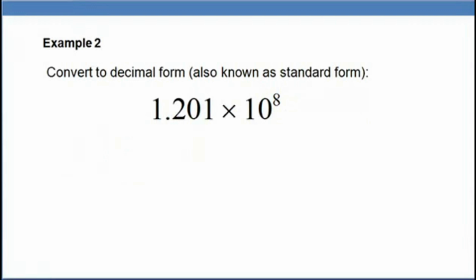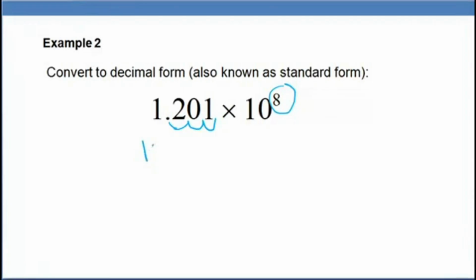Convert to decimal form, which is also known as standard form. 1.201 times 10 to the 8. This time we have a positive exponent, so we will move our decimal to the right 8 places. So if we start, we have 1, 2, 3 places. We're going to have to add 5 zeros to have enough.